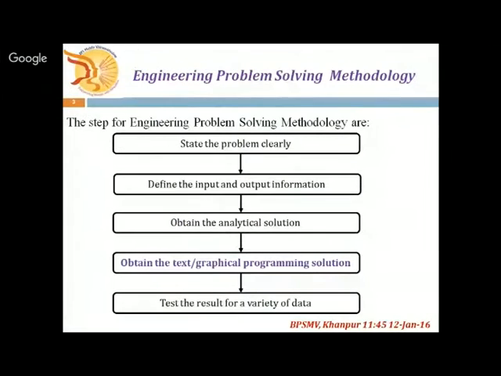So the first thing is one should be very clear with what are the steps for engineering problem solving. There are 5 steps. The first step is you have to define your problem clearly. Then you have to identify the input and output parameters for your problem. Then you have to obtain the analytical solution of your problem, that by hand. And the next is you have to obtain the MATLAB solution of that problem, either by using this text programming environment, that you can say using MATLAB script implementation, or using graphical programming solution using Simulink. And the final step is you have to verify your result.